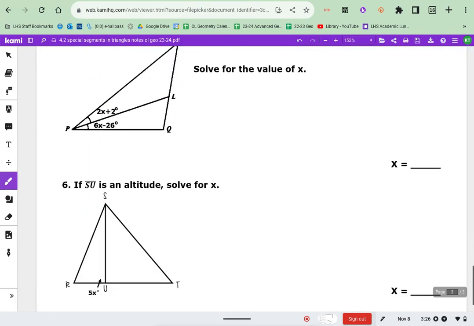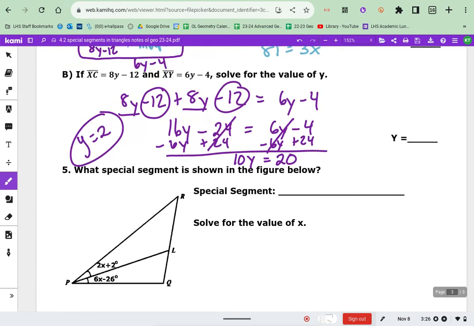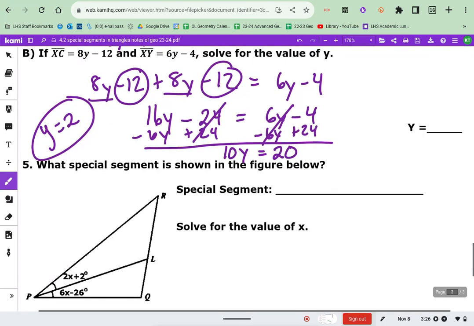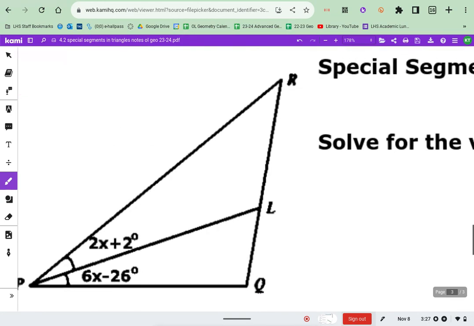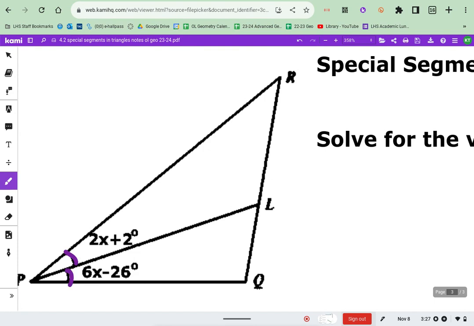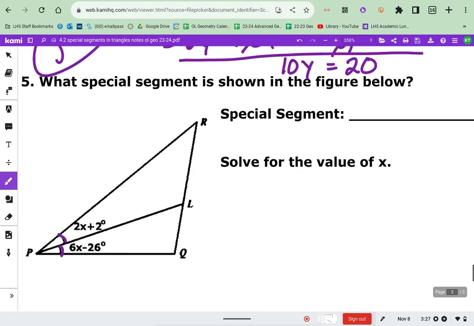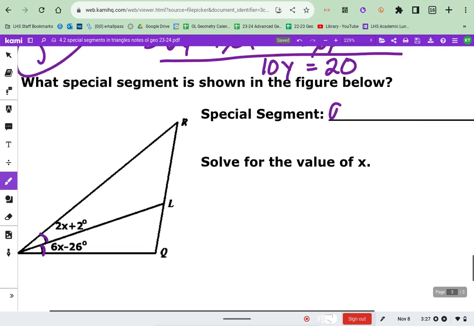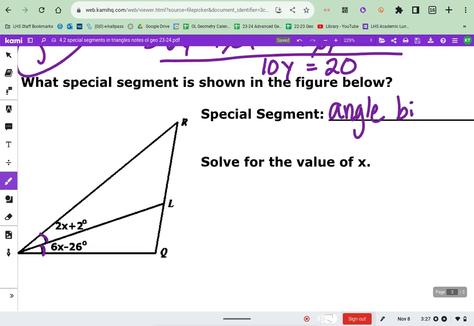Okay, I think this is our last one. Oh no, second to last one. In this one, what special segment is shown below? Look on the front of your notes, which one gives you two little angle pieces that are the same? Angle bisector, excellent. Angle bisectors split angles in half, which means the first part of the angle is the same as the second part. So those little angle pieces are equal.